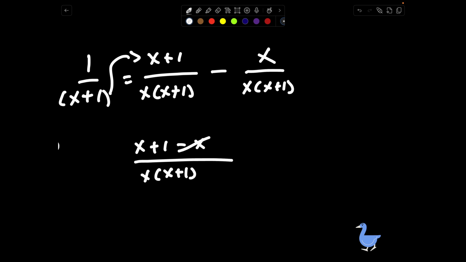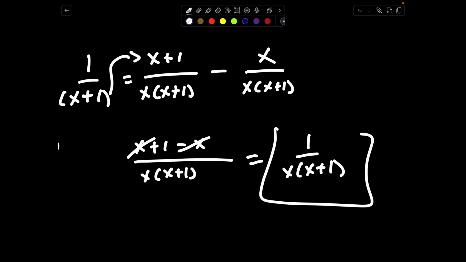And we can just cross these out. Just gives us 1. Oh, Mr. Duck passed away. x times x plus 1. That's it. The x's cancel out with the negative x, so I'm just left with 1 over x times x plus 1, and this will be our final answer.